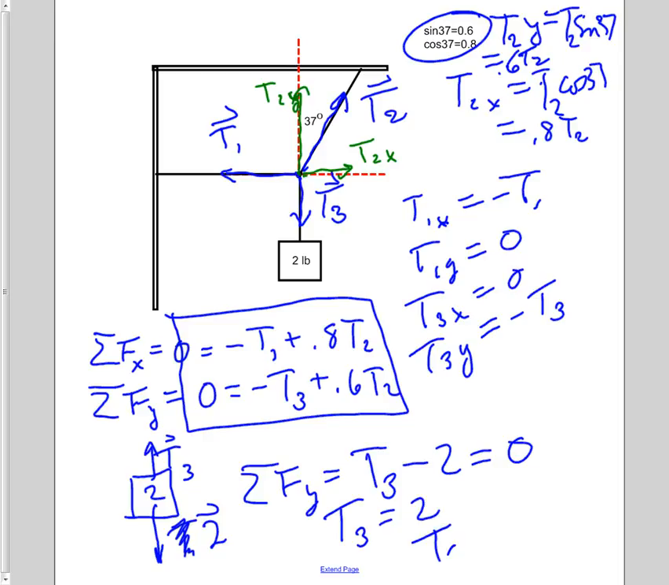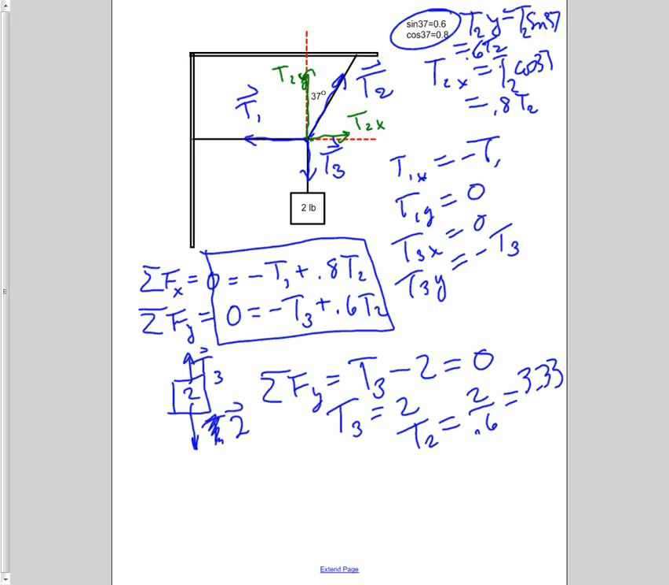So T2 is equal to T3, which is 2, divided by 0.6, which is 3.33 pounds. And T1 is equal to 0.8 times T2, which is 2.67 pounds. And that's the end of the problem. Everything is now known. Now let me say a word or two before we leave this problem.